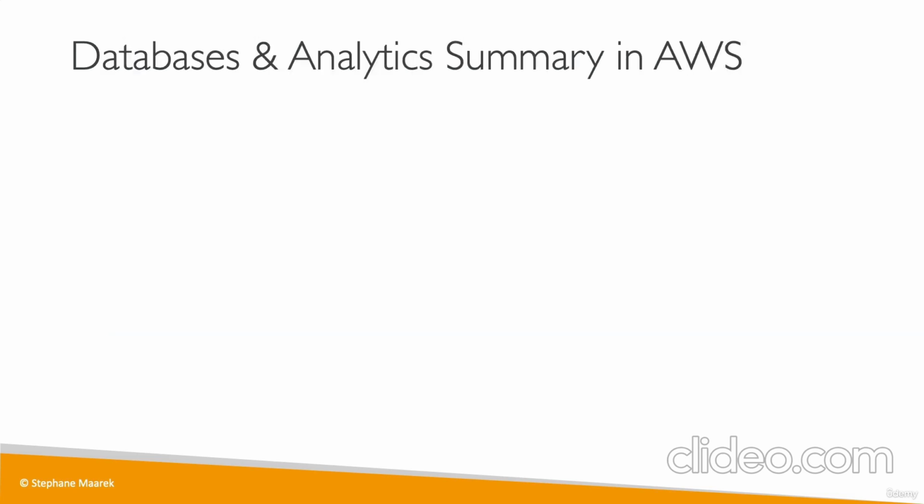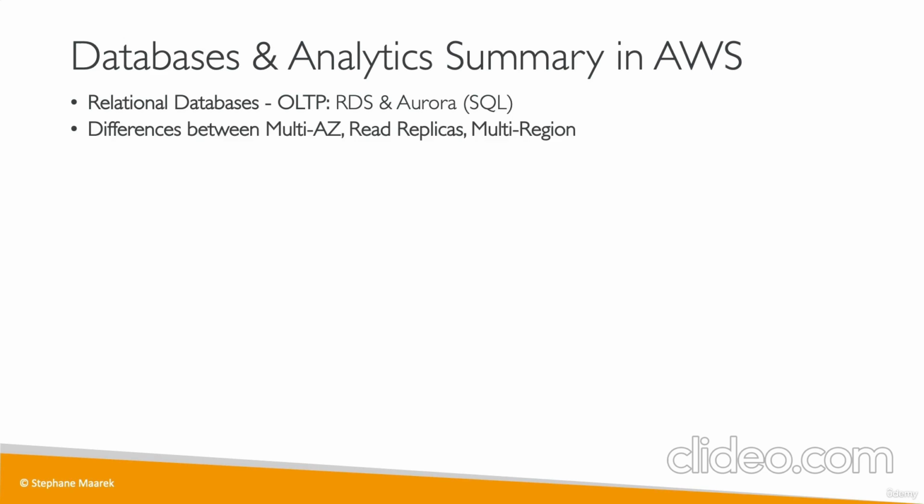So let's summarize everything we know about databases and analytics in AWS. And you just need to know what database corresponds to what use case going into the exam. So if you have a relational database and you have OLTP, so online transaction processing, you have to think RDS and Aurora. And both these databases support the SQL language to query your data. You also need to know for RDS the difference between a multi-AZ deployment, replicas, and multi-regions, as well as their use cases. If you need an in-memory database or in-memory cache, think ElastiCache.